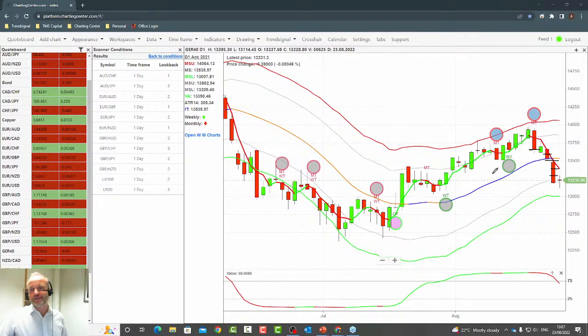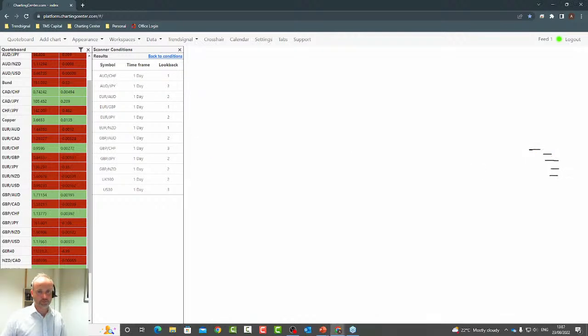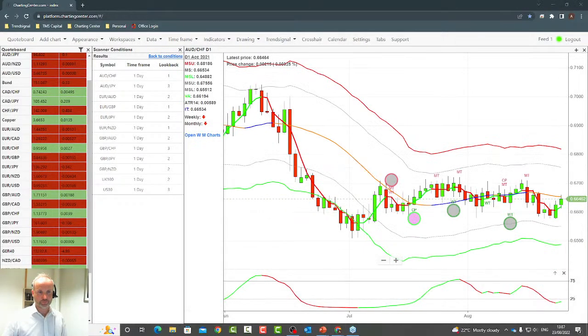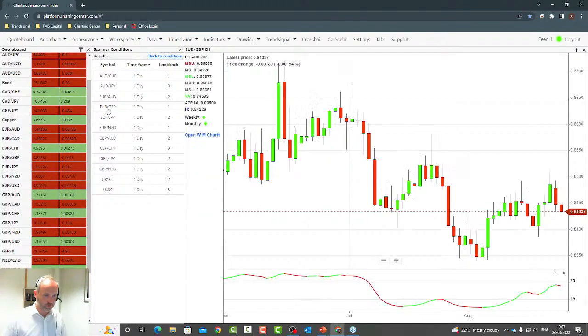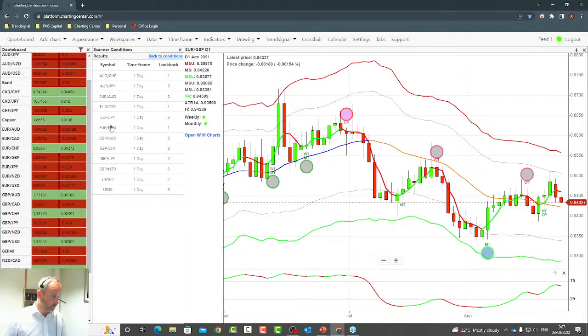Does the turning point get marked after the start of the turn then? So what happens is, well, I'll show you actually. I'll show you Aussie Swiss here. Actually, that's not a sniper one. So let's find one with a sniper on it. There isn't one there.